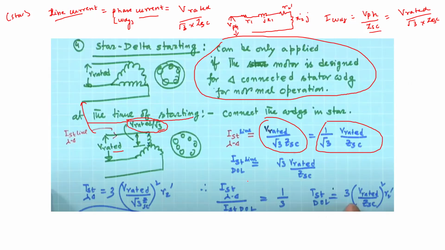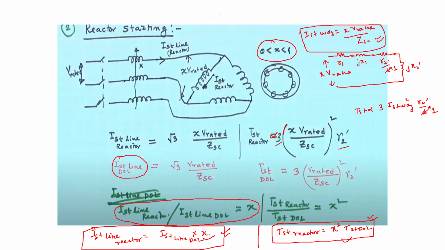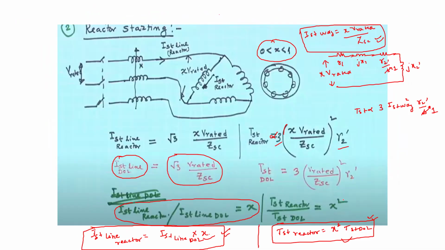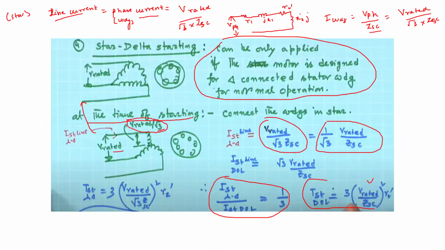But what about direct online starting? For direct online starting, we saw that it is root 3 times V rated by ZSC. If you take the ratio of the two, you will see that the starting current by the star delta method is 1/3 of the starting current by the direct online starting method. And what about the torque? The starting torque in the DOL method was 3 times I starting winding square into R2 dash. So this is the starting torque in the DOL method, which we are writing here again.